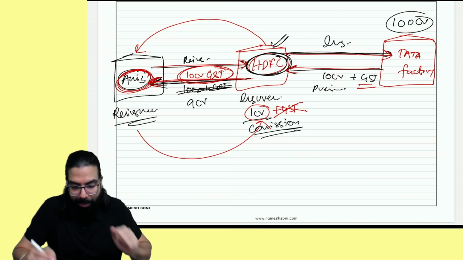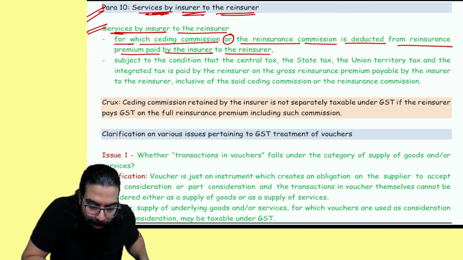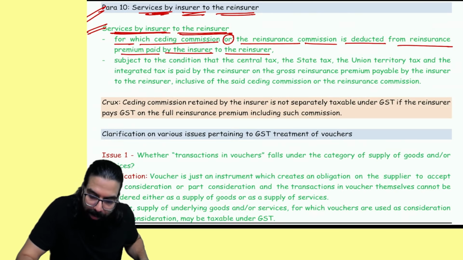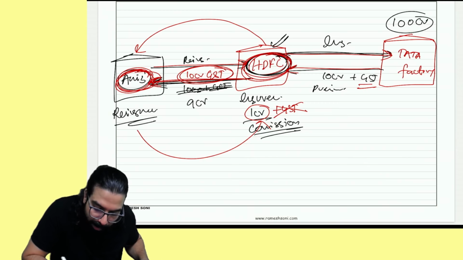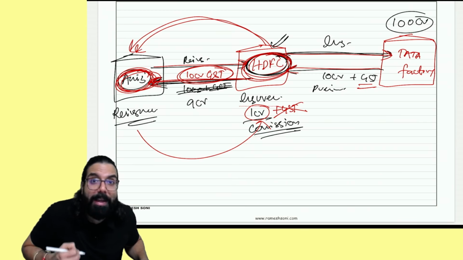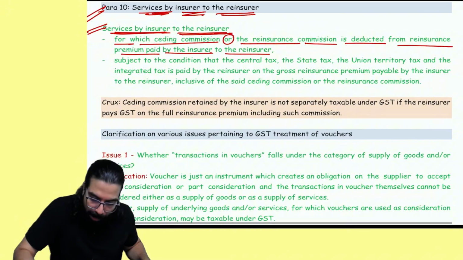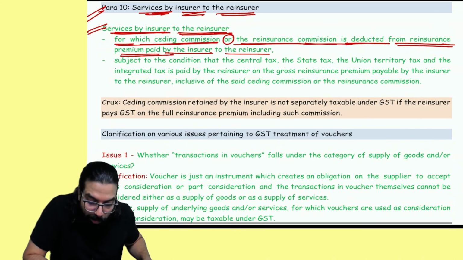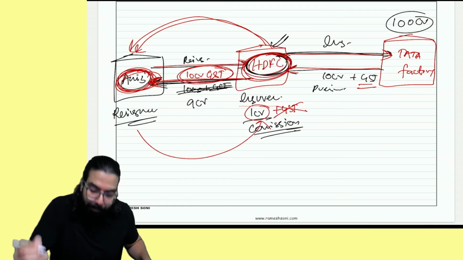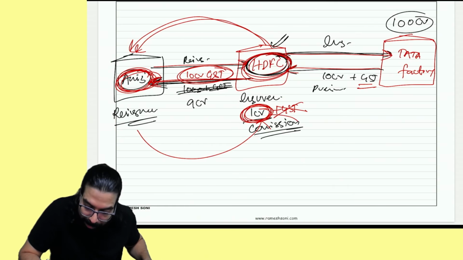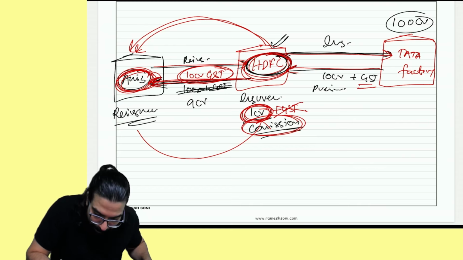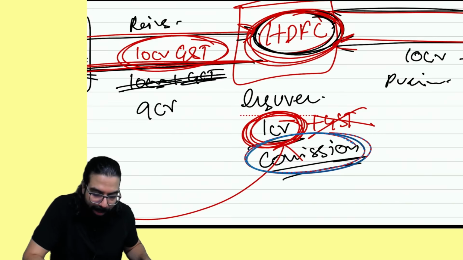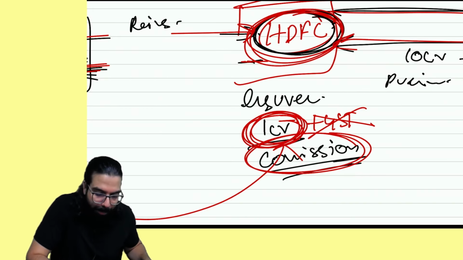What are they telling? Everyone listen again. See, services by insurer to the reinsurer. Services by the insurer to the reinsurer. I gave a service by giving him the business. Okay? For which ceding commission or reinsurance commission is deducted from the reinsurance premium paid by the insurer to the reinsurer. What I did was deduct my commission from the premium which I paid to him.